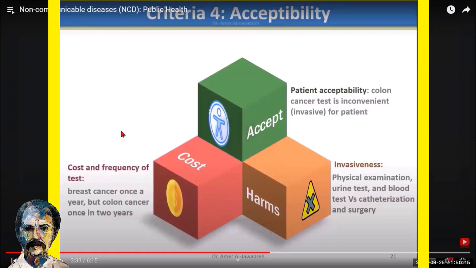Harms, invasiveness. So sometimes, let's say, you make a test and you have to open an incision in the stomach. So some people might get some infection after this. Secondary infection, bacterial infection. So harm can exist. Also catheterization. If you put the catheter, also it can be invasive and can bring some infection. Surgery, post-operative infections. Also this can happen. So harms can occur. That's why we should be very careful.